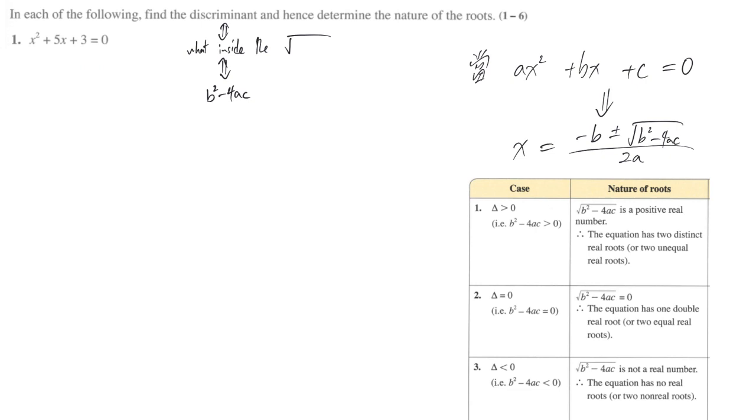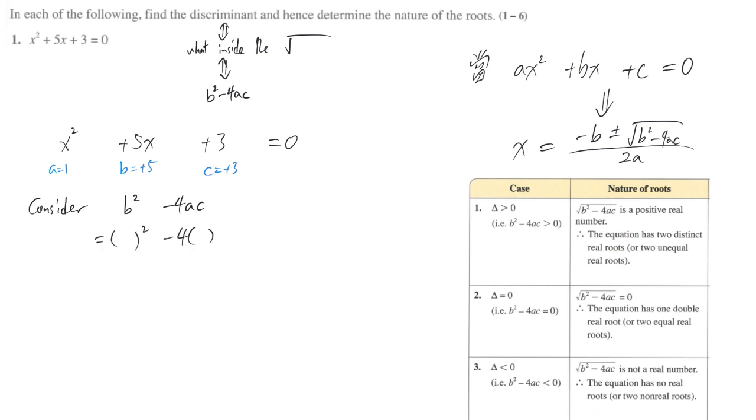For this question, we have x squared plus 5x plus 3 equal to 0. And then we realize that a is equal to 1, b is positive 5, and c is positive 3. We are not going to solve it like this, but in short, we are lazy and we just focus on what is inside the square root. So we are going to consider something called the discriminant, that means b squared minus 4ac. And then after I get this value, based on whether it is positive, 0 or negative, I'm going to draw the certain conclusion.